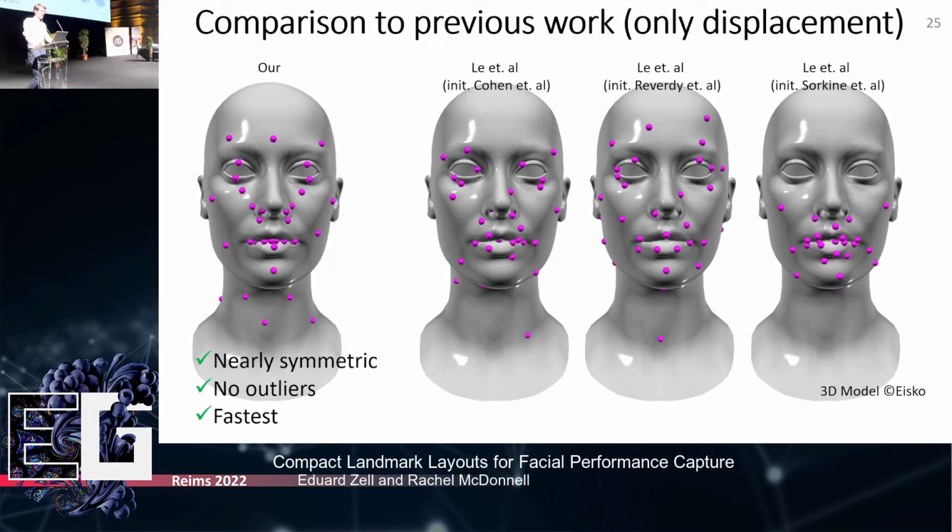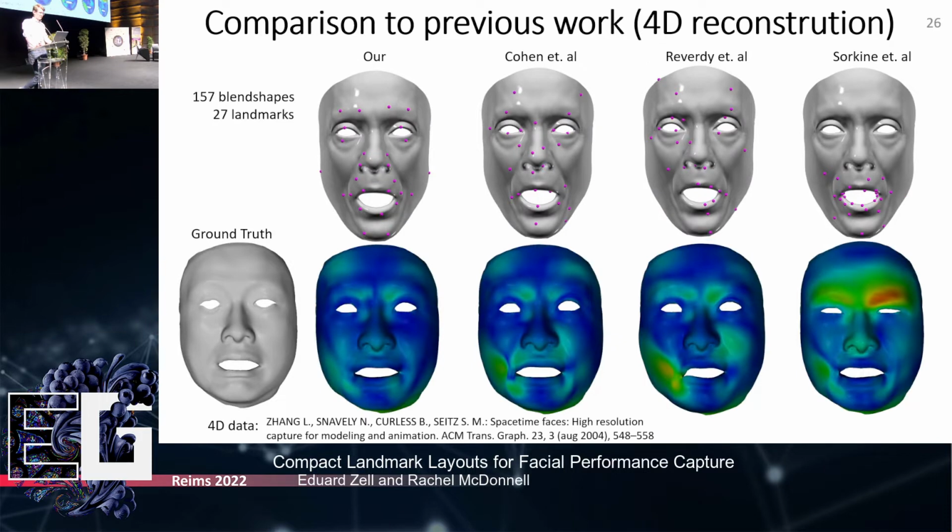So in our case, we maintain a nearly symmetrical layout without having symmetry constraints, we barely have outliers, and we are among the fastest. We also provide ground truth comparisons with the 4D sequence.